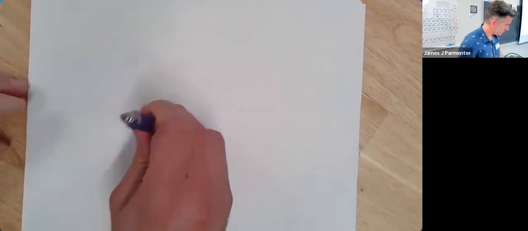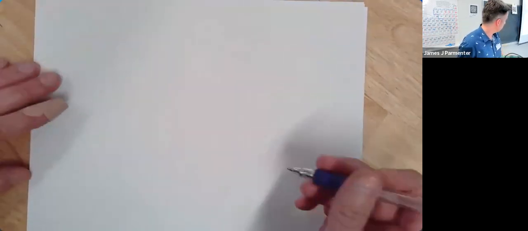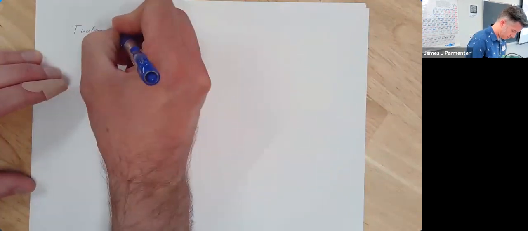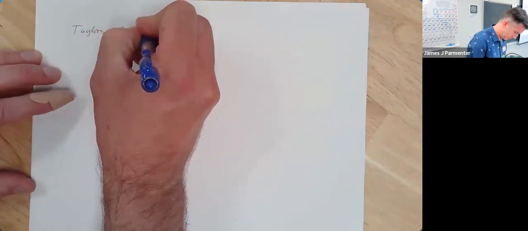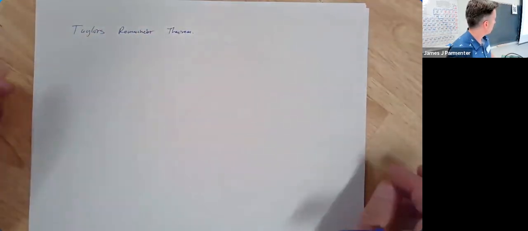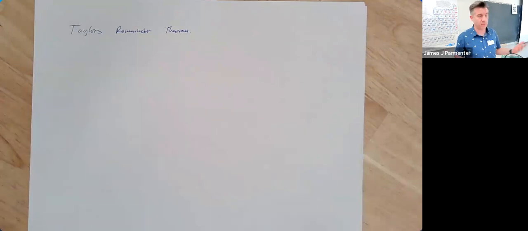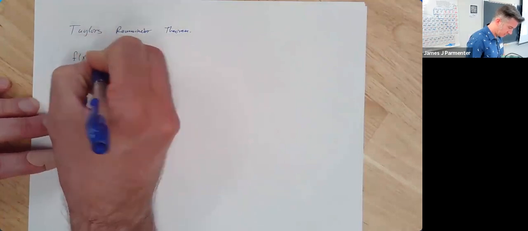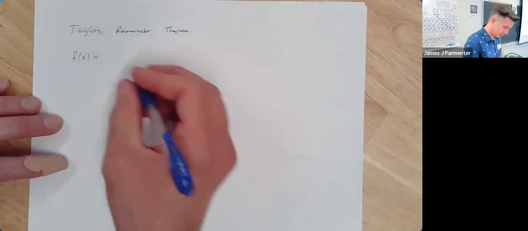Yeah, so this is basically called Taylor's remainder. So let's remind ourselves what Taylor's formula is. Taylor's formula says your function f of x can equal, okay, I'm going to write out a few things here.